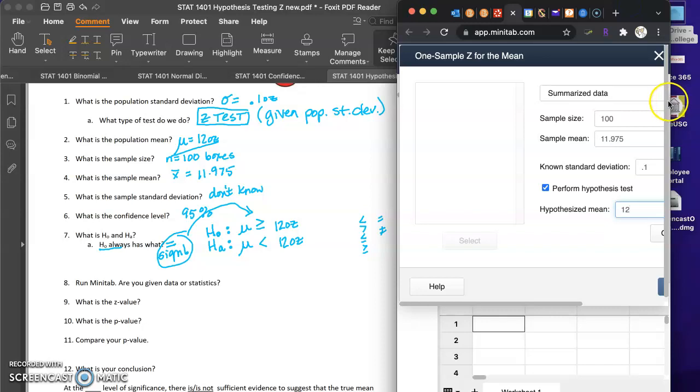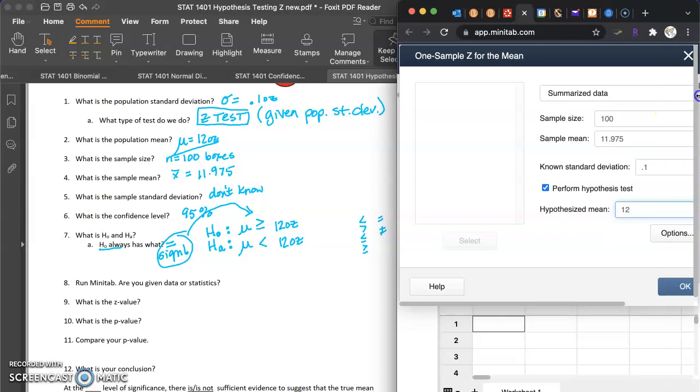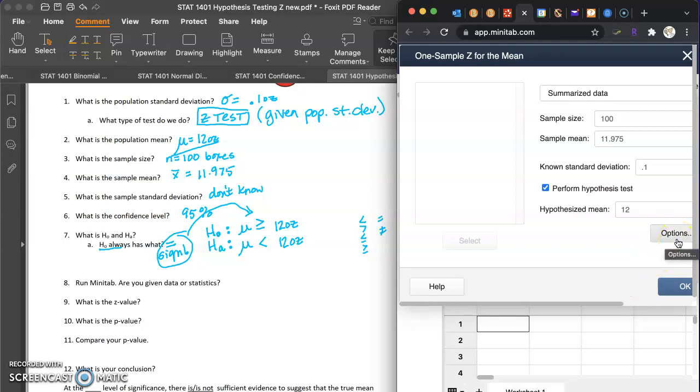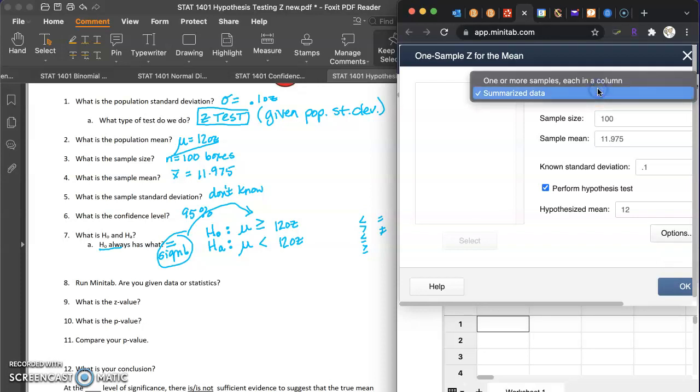Let me make sure we're seeing everything on this page for you. Okay, and then I'm going to click on options. So make sure you see where everything came from. It's summarized data because our information isn't in a column. That's if we had all 100 boxes and their ounces written there. Our sample size is 100. So there we go through all that again. The hypothesized mean was what you were given.